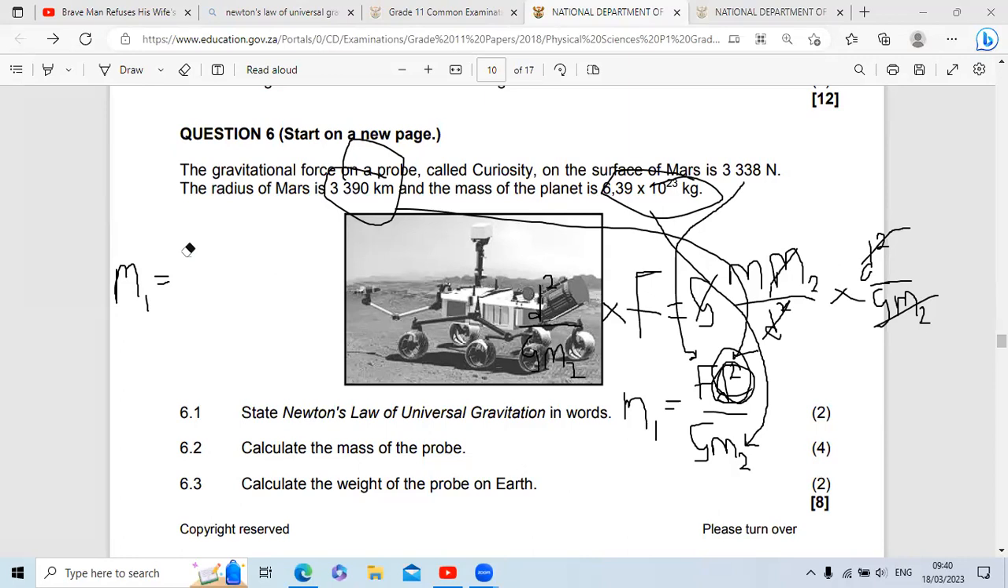I got 9.03 times 10 to the power of -4. Yeah, that's what I keep getting. But it can be something like this.